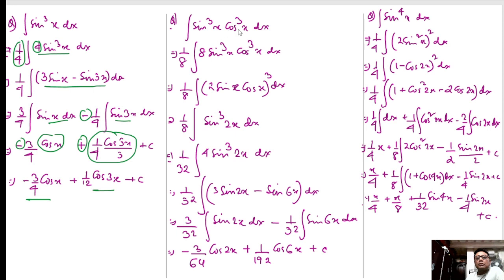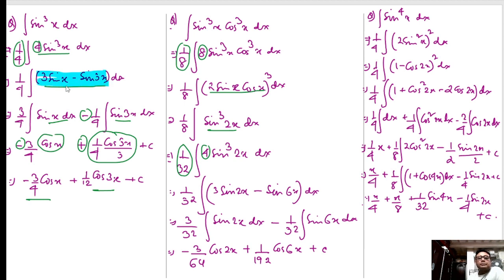Similarly, cos cube x. What we have done is I have done 1 by 8 into 8. Why? Because it's a cube, so it will make 2's cube. So it is cos cube 2x. Now what I am doing is dividing by 4 and into 4. So isn't it looking like 4 cube x? As you can see, this is the formula of 4 cube x.